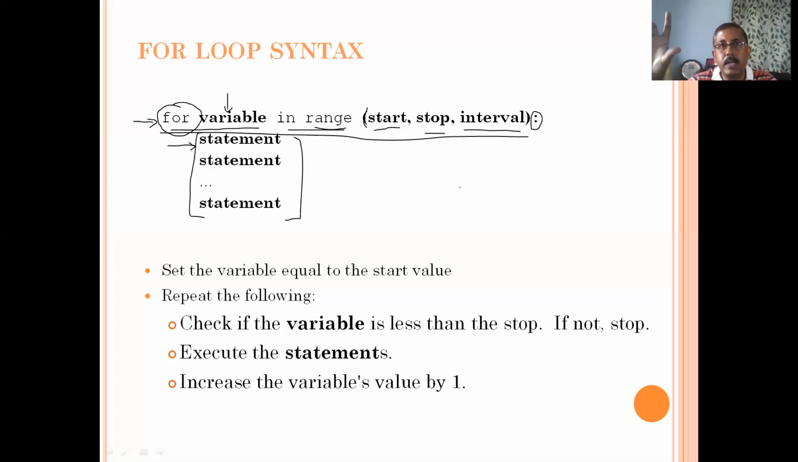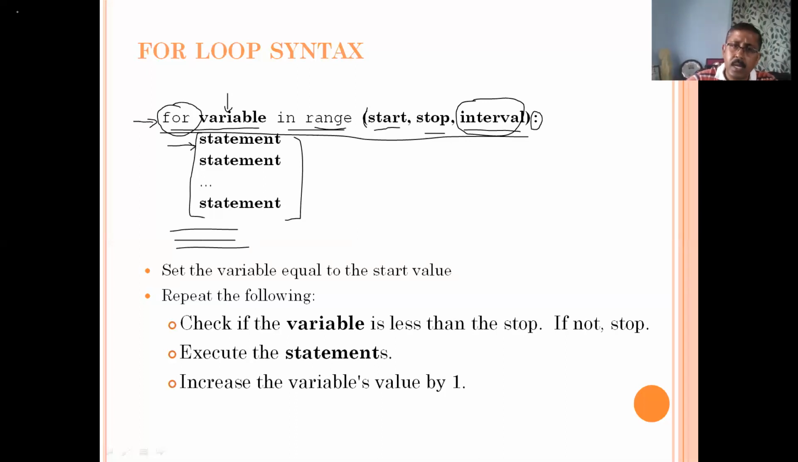Within brackets you specify the range. This interval is actually optional. If you don't give any value for the interval, by default the value which is going to be taken is 1, right? Then you just give the statements which need to be executed as a part of the for loop. Whenever you want to come back out of the loop, you just indent back. Basically you come back to the original position and start writing the next set of statements after that, right? This is the basic format of the for loop.